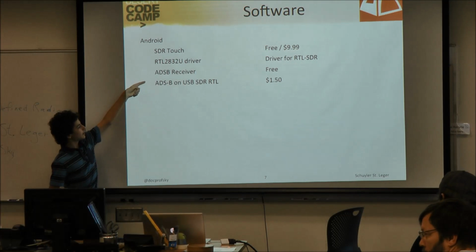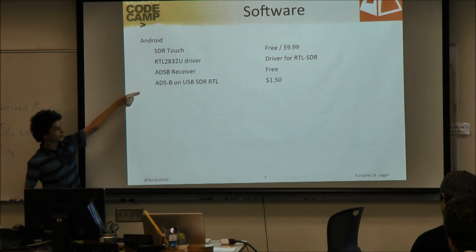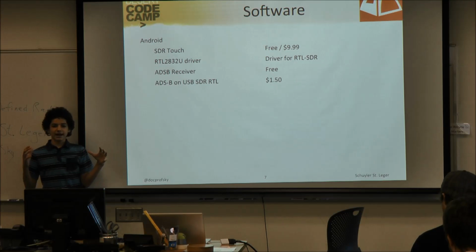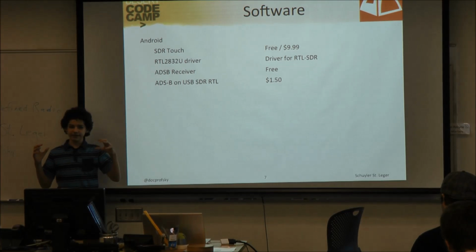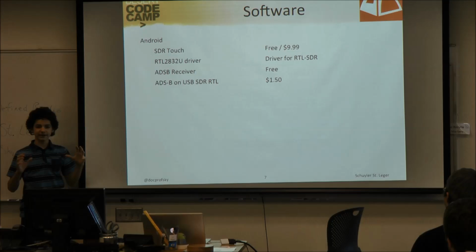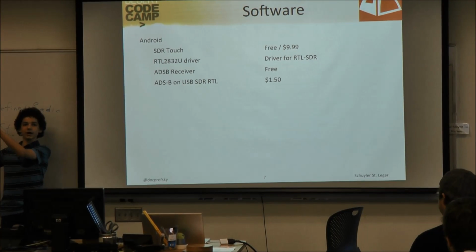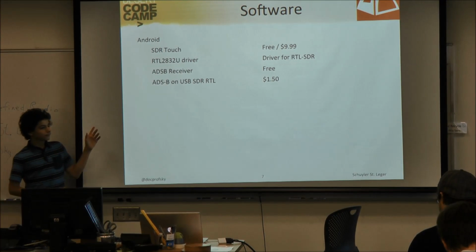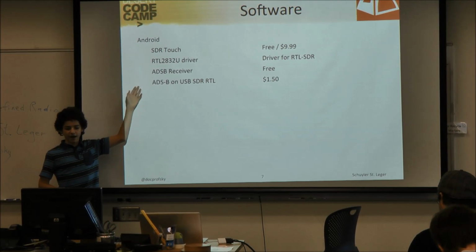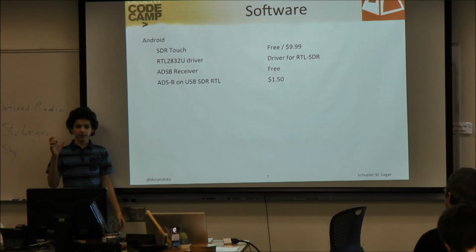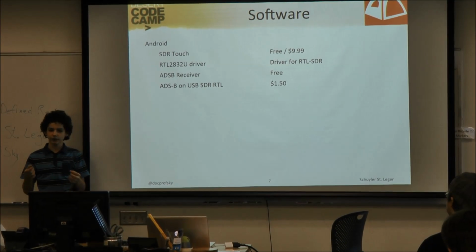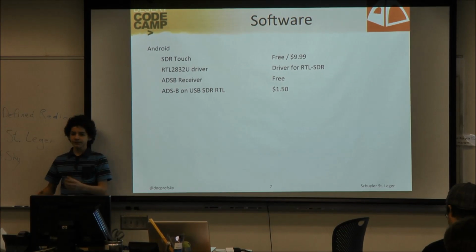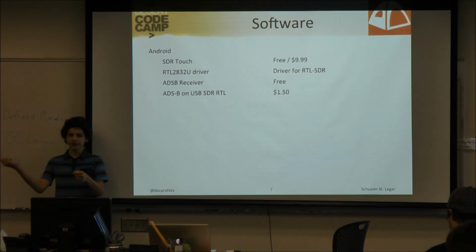And then ADSB receiver and ADSB on USB RTL, those apps can be used for receiving and looking at ADSB data, which is broadcast from a plane saying, hey, I'm here, I'm moving this fast, I'm at this altitude, and so forth. And to connect the SDR device to your Android phone, you're going to need what's called a USB on-the-go adapter. So you'll see micro USB on one side and a regular USB-A where you can plug something into on the other side.